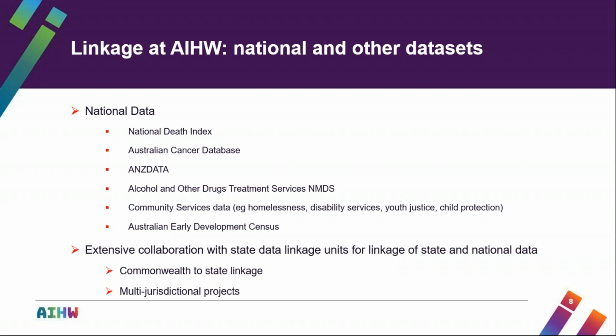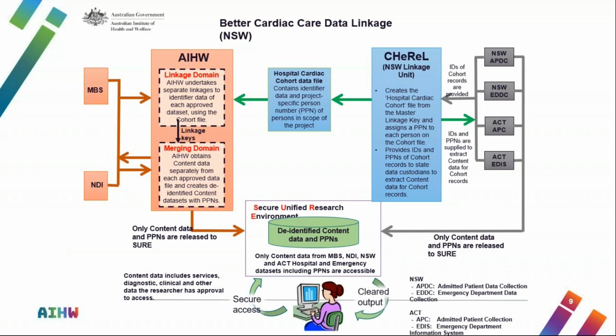I estimate we have about 80 on our books at the moment, between various stages between application and data delivery. All approved projects are listed on our website if you're interested in those, and I've actually got the same example as Cheryl. So this is a typical example of a linkage between the state data and Commonwealth data.